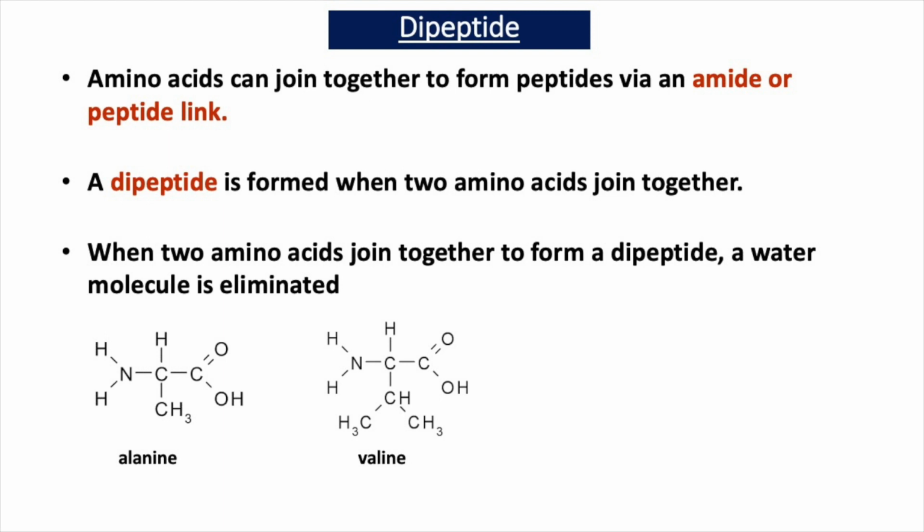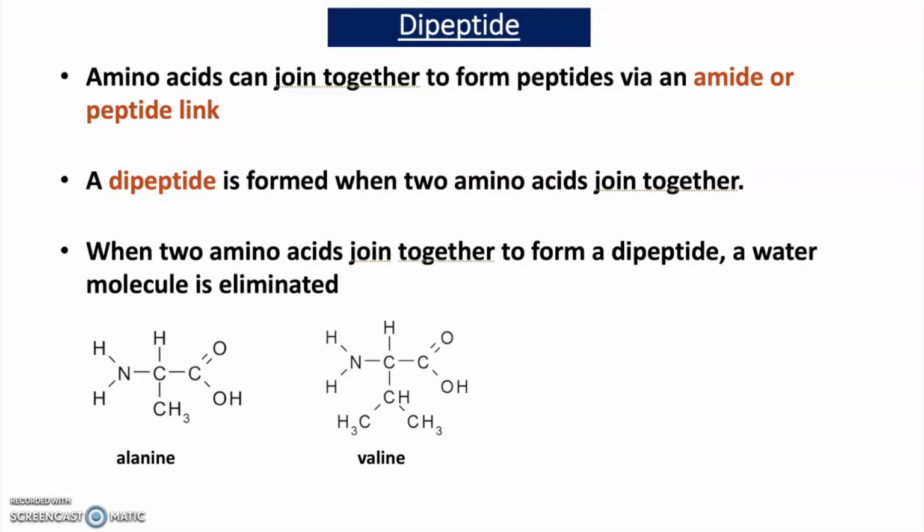Now, amino acids can join together to form peptides via an amide or peptide link. And a dipeptide is formed when two amino acids join together, because di means two. And when two amino acids join together to form a dipeptide, a water molecule is eliminated. So we're going to look at how alanine can join via a peptide linkage to the amino acid valine. So I've got alanine here and valine. And what I'm going to do is join them together via this peptide linkage.